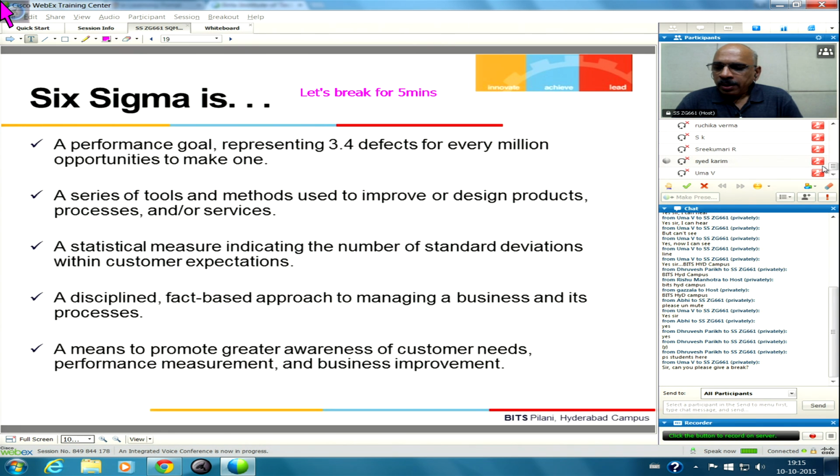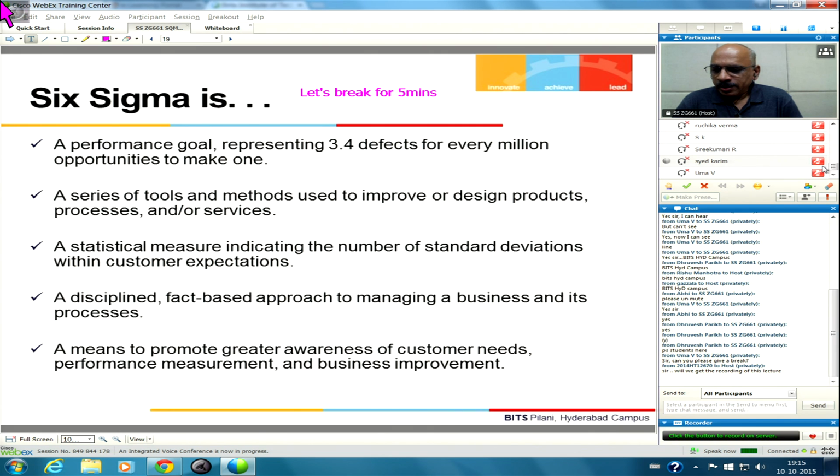Today, everything around you revolves around process. So, defining a process is not so easy. You have to pay attention to detail.